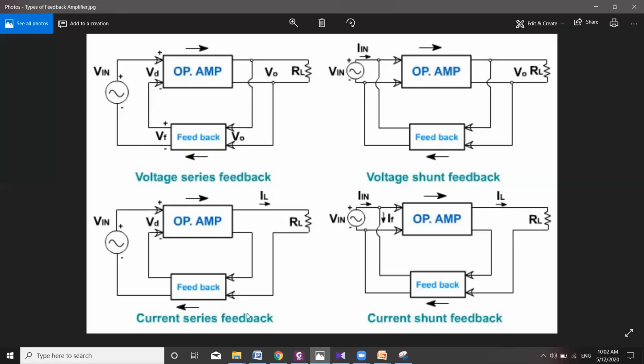Voltage series and voltage shunt are 2 types. The other 2 types are current series and current shunt. In current series, we take part of the output, and that is given in series with the input voltage. That is what is called current series feedback. Whereas in current shunt feedback, we take part of the output, there's no doubt in that, but the feedback is given in parallel. Just see this connection over here. It is given in parallel with the input voltage. That is what is called current parallel feedback or current shunt feedback. This makes the 4 types of feedback networks.